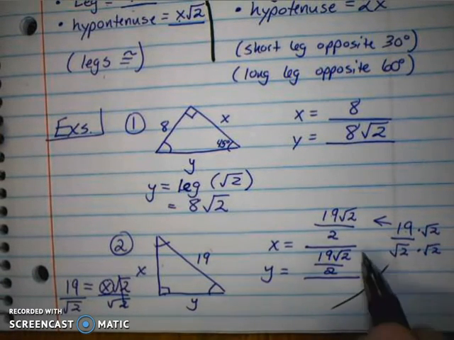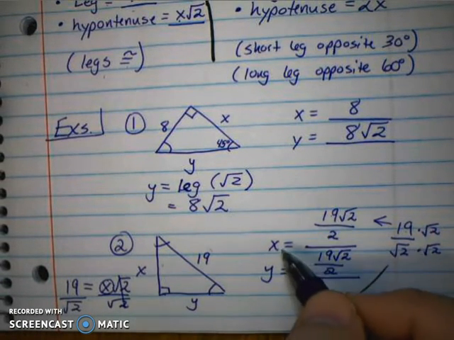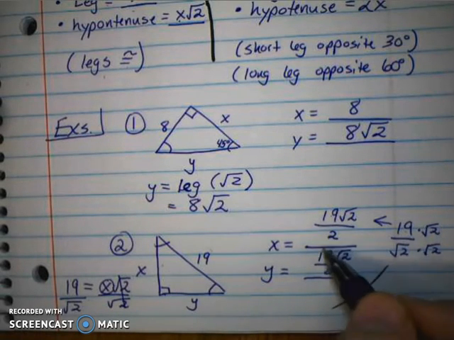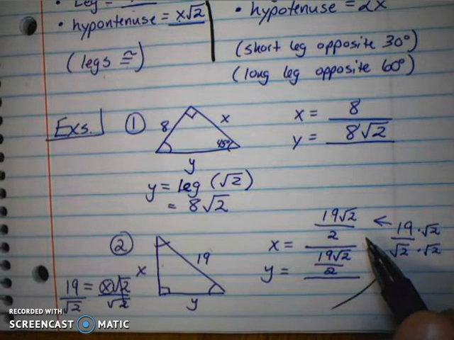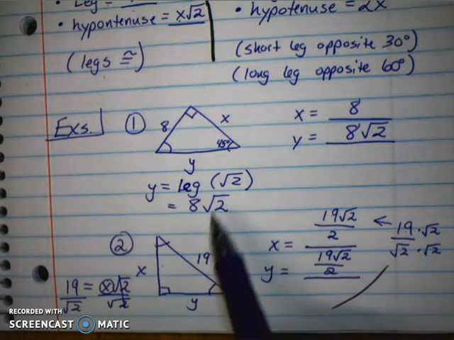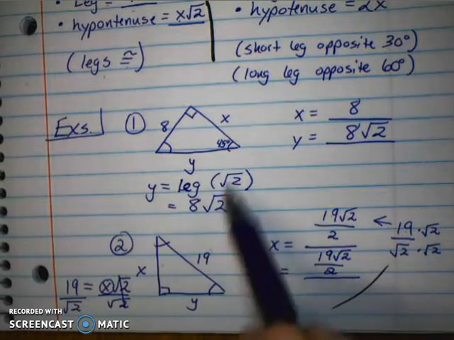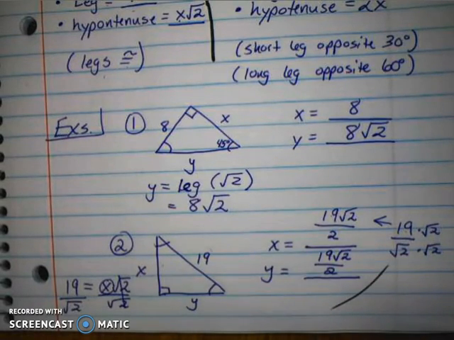Okay? It seems a little complex. Now you could divide this out and find a rounded answer for each, but we're going to write these answers in simplest radical form for this lesson. All right, let's move on and do a couple examples. These have both been 45/45/90s, so we're going to move on and do another couple from 30/60/90s.